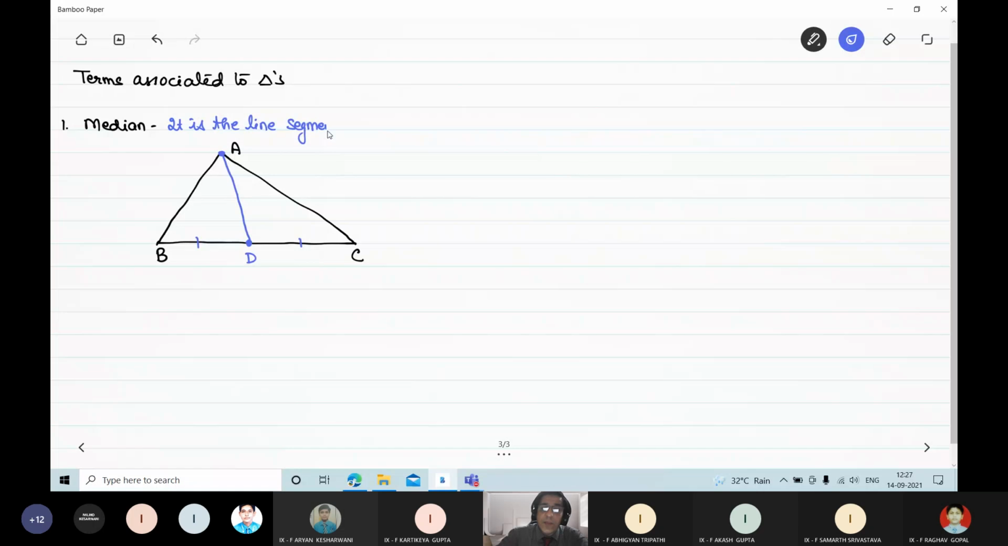So median is a line segment joining the midpoint of one side of a triangle to the opposite vertex.